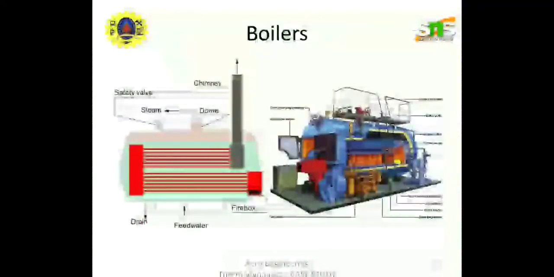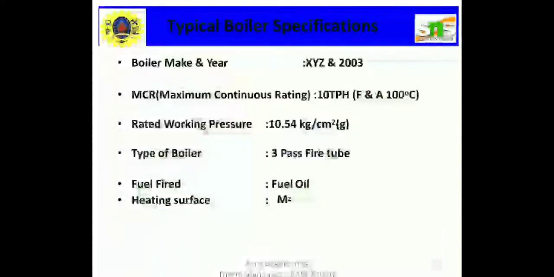This is an example diagram of a boiler. Here will be the safety valve, chimney and dome. This is the full construction of the boiler section.